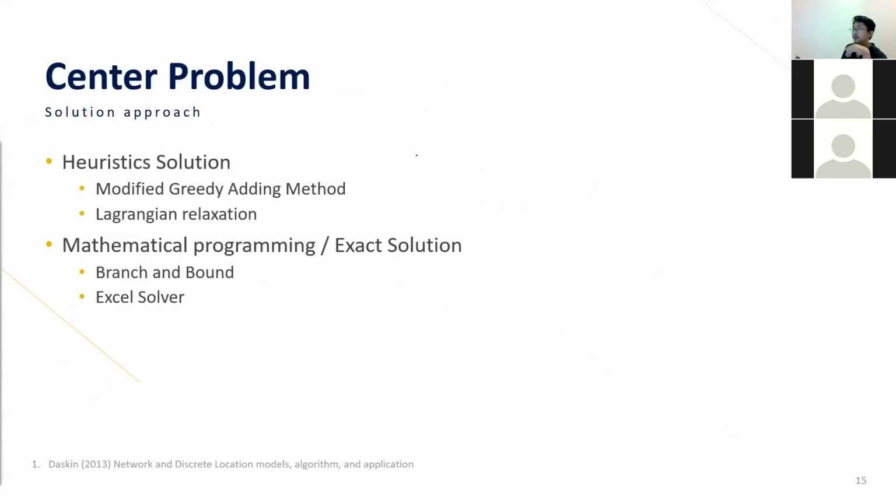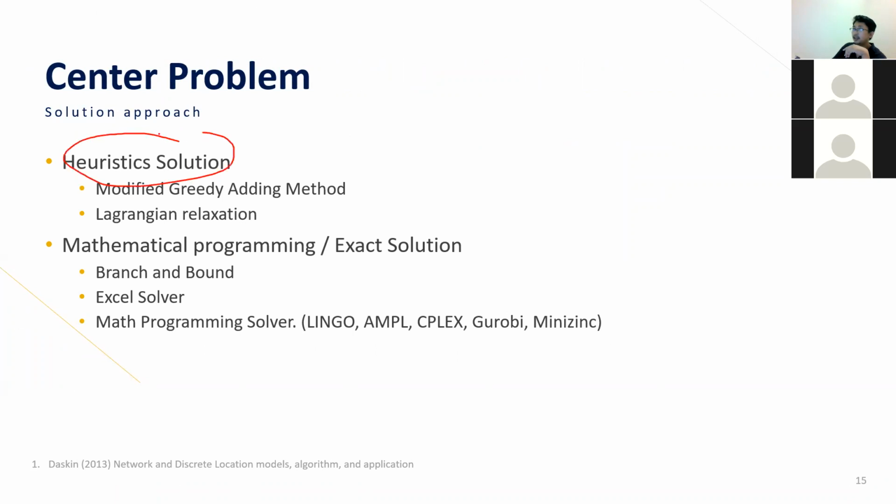For the solution approach, again, there are always heuristics and then exact solutions. Why? Because most of the problems that we discuss here are either NP complete or NP hard. What is NP complete and what is NP hard? We will discuss that complexity theory in week 6, I guess. The 6th week of our class.